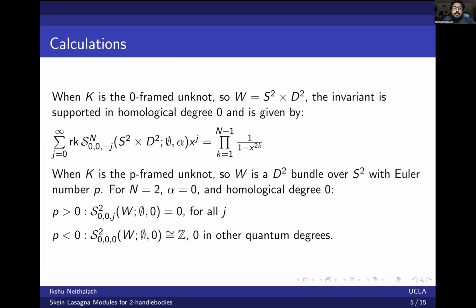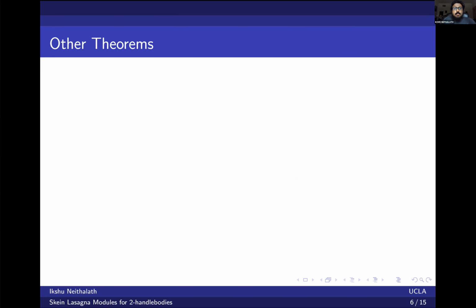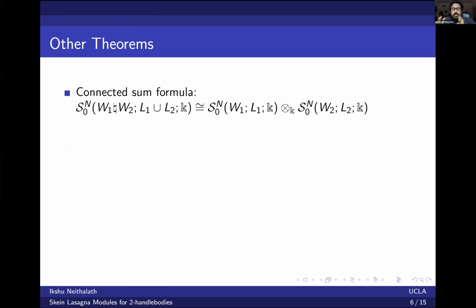sense explicitly. And now let me just state some other theorems that are maybe a little less interesting than the main theorem and slightly more obvious, but still worth mentioning. So the first is a connected sum formula for the boundary connected sum of two four-manifolds. The invariant just decomposes as the tensor product of the invariants for each of the pieces. And here I've just written it with field coefficients over some field k, just to avoid some Tor terms in the tensor product formula. But in principle, it works over the integers as well.